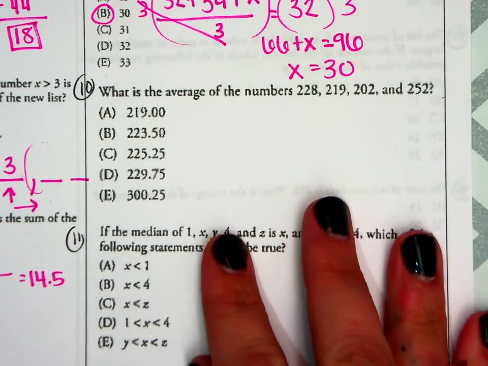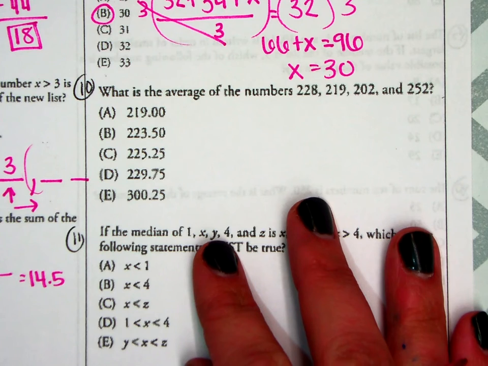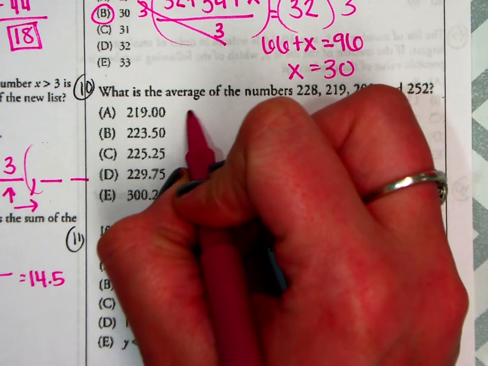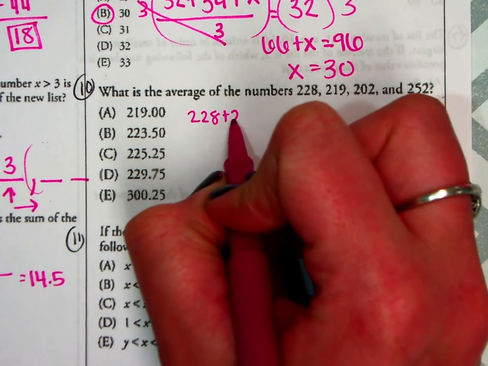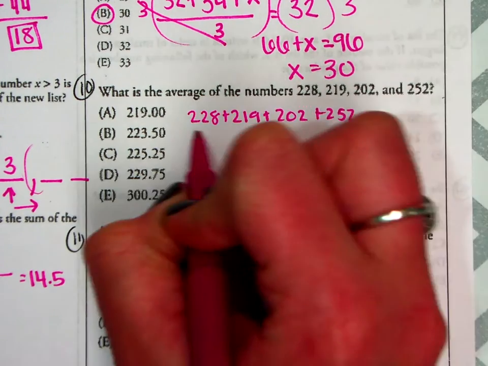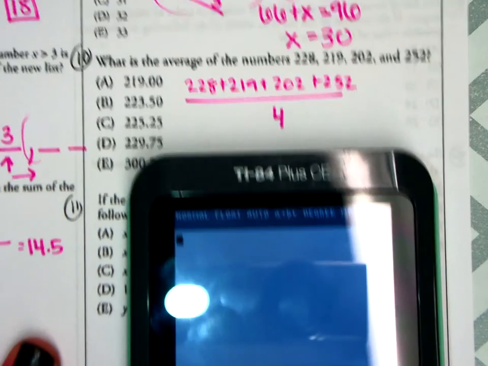Number 10 is pretty straightforward. It says, what is the average of 228, 219, 202, and 252? I'm just going to add all those numbers together. So 228 plus 219 plus 202 plus 252, divided by 4. Now, you do not have to put these in order of least to greatest because we're averaging. We're not finding a median, so it doesn't really matter the order that we type those numbers in. Okay? So I'm going to go ahead and add them all together.